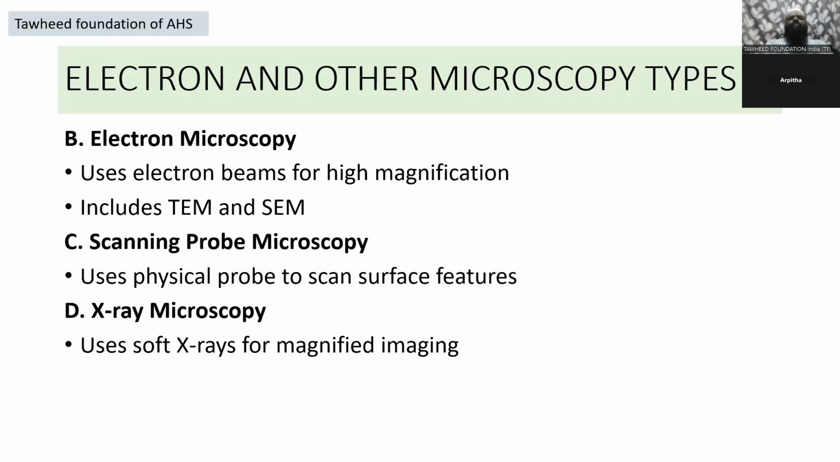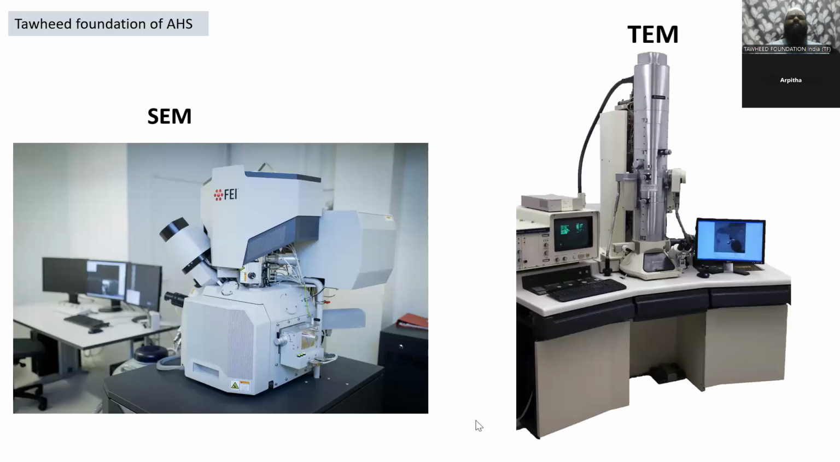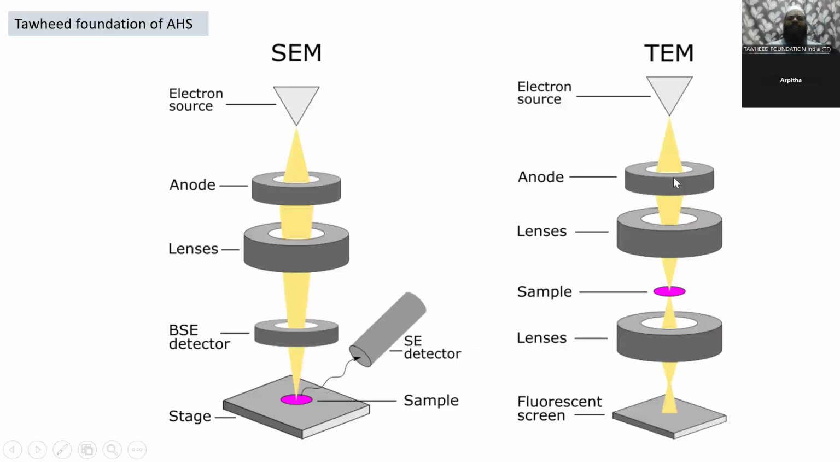Coming to the electron microscope, electron microscopy uses electron beams for high magnification. This is further classified into scanning electron microscope and transmission electron microscope. These are the two images of scanning electron microscope and transmission electron microscope and the working principle of scanning and transmission electron microscope. Let us go to the working principle of electron microscope.